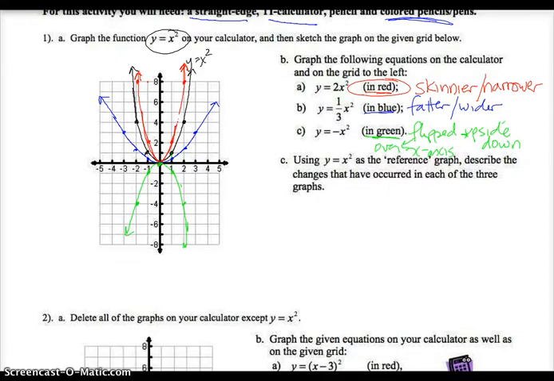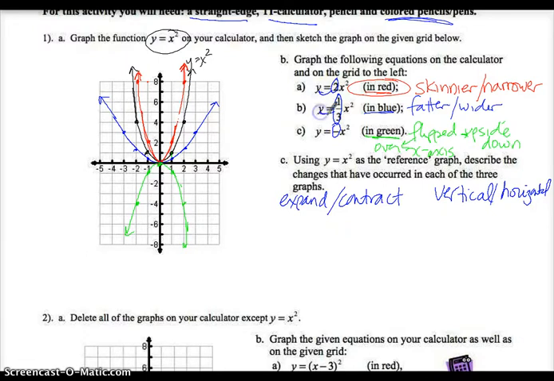So really, instead of saying skinny, narrow, wide, fat, I really want you to use words like expand and contract. And then I want you to use the words vertical and horizontal. So this number in front of the x squared, not associated with the x, it's associated with the y. So because it's associated with the y, this impacted the vertical dimension of the graph. So it was a vertical expansion or a vertical contraction.